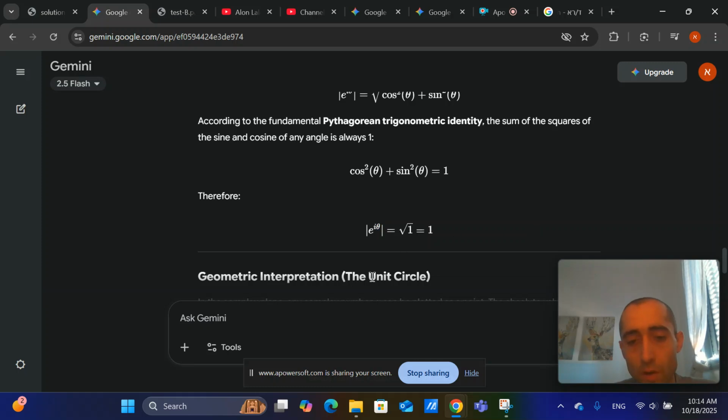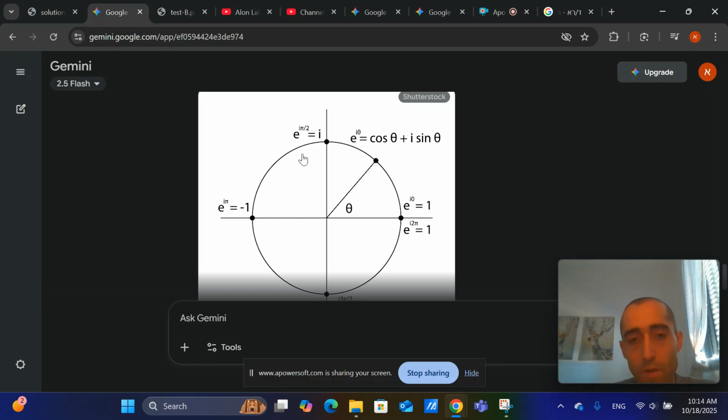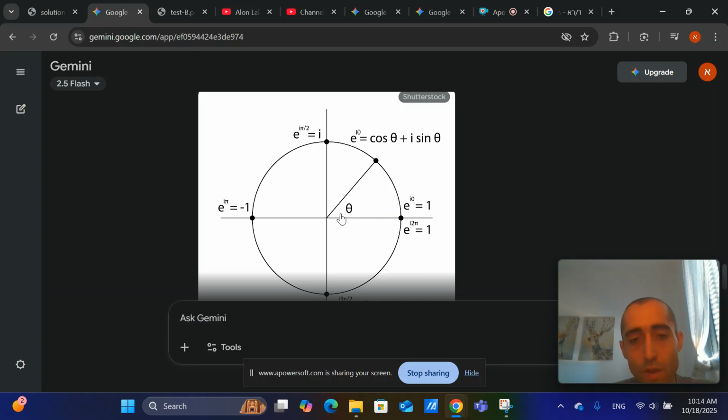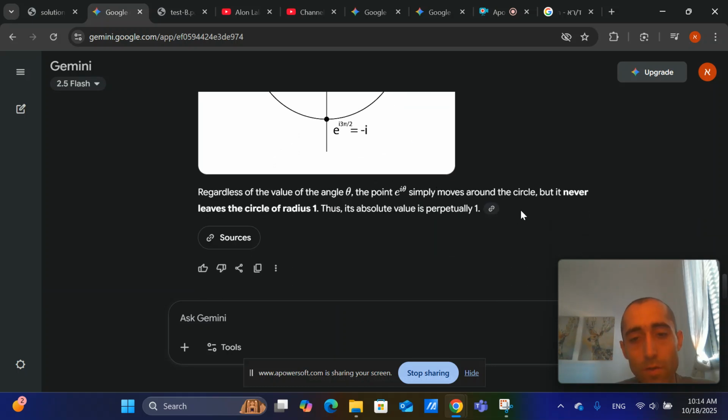So it's on the unit circle. It looks like this. For every theta that you will define, the distance from the origin of the Euler formula will always be 1. And this is how the Euler formula is related to the unit circle.